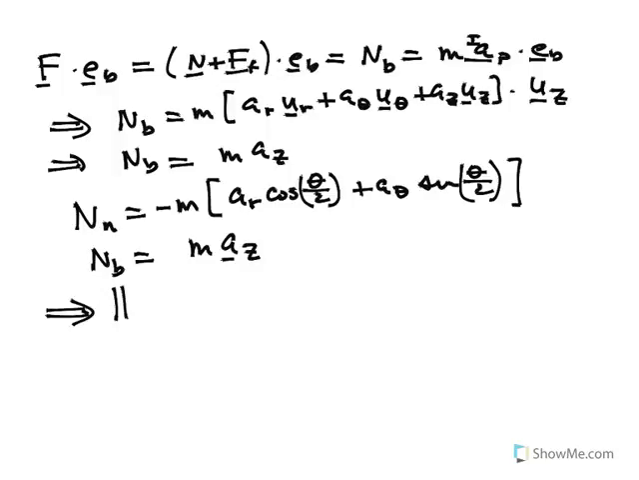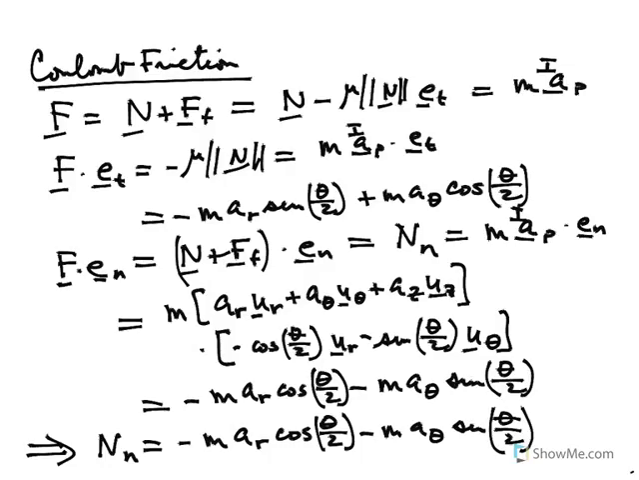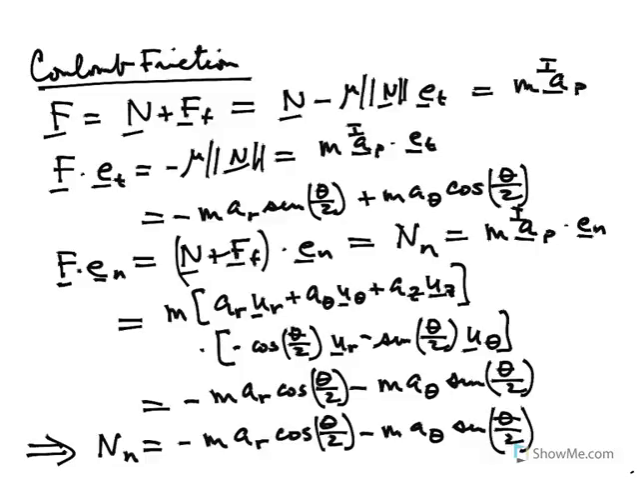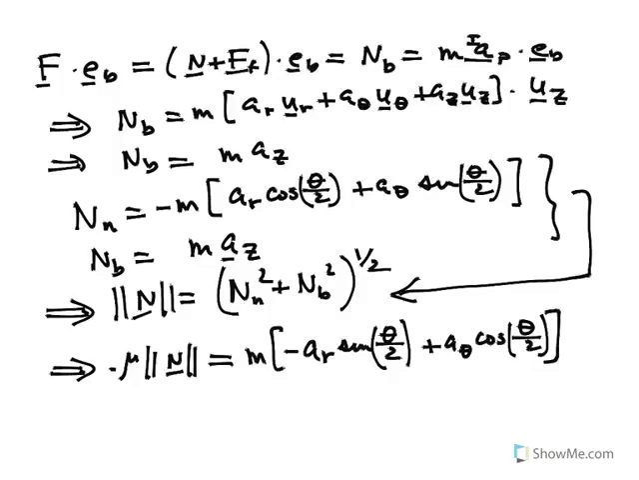So from this, I can get the magnitude of N, which is equal to n sub n squared plus n sub b squared to the 1/2. I use these two values and substitute in here to get that. And then I can use that to compute the differential equation, which gives me that minus mu times the magnitude of the normal is equal to, well, what's it equal to? It's equal to minus m, so I can factor the m out actually. It's m times minus ar times the sine of theta over 2 plus a sub theta times the cosine of theta over 2. And where does this come from? Well, this comes from the result that I just computed, which is the magnitude of that normal force. And this is the differential equation.